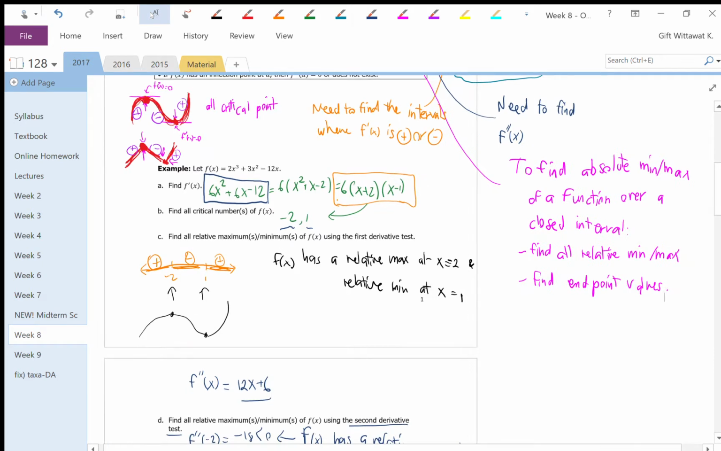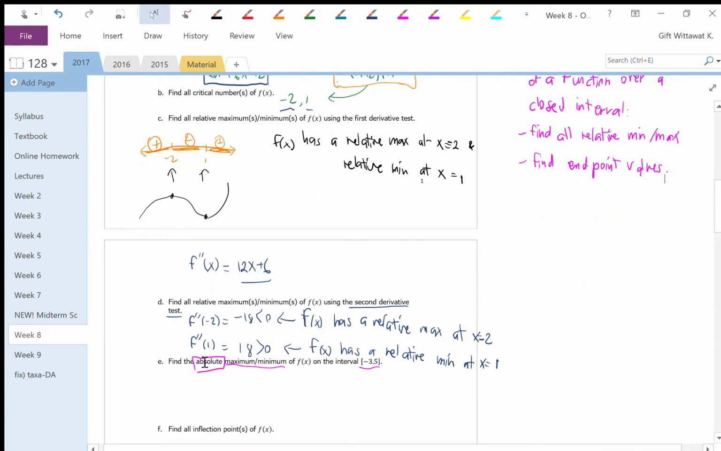Because this function, I want to find the absolute min-max of this guy on the interval -3 and 5. But I knew it has a relative max at -2 and a relative min at 1. So it looks something like this. The problem is I don't know whether, when x is equal to -3 and 5, the function value at these two guys is bigger or smaller than the relative min-max that I have found. So I actually need to find the function value at these 4 points and compare them to find the actual biggest value or the actual smallest value. So let me try to find that one by one.